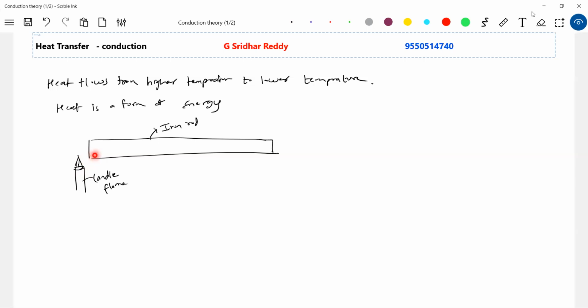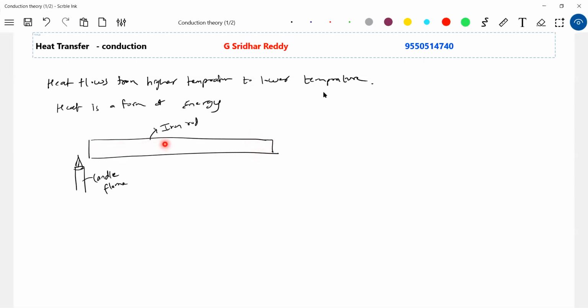Initially it will be at room temperature. You can touch wherever you want. After some time, if you touch this end also, it will be hot. The candle flame is not here; only this end of the iron rod is exposed to the flame. Then what makes the other end also become hot?